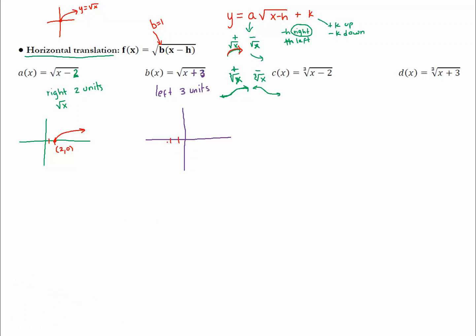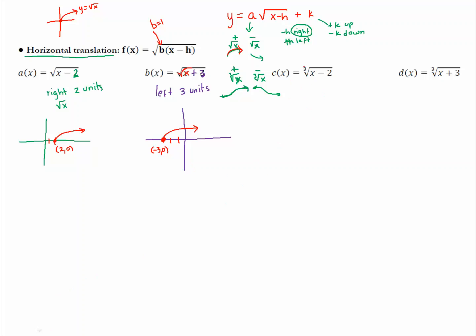One, 2, 3. And this number is minus 3, 0. And it's the square root of x, right? What is the behavior of the square root of x? It does this. There you go. It's been shifted to the left 3 units.